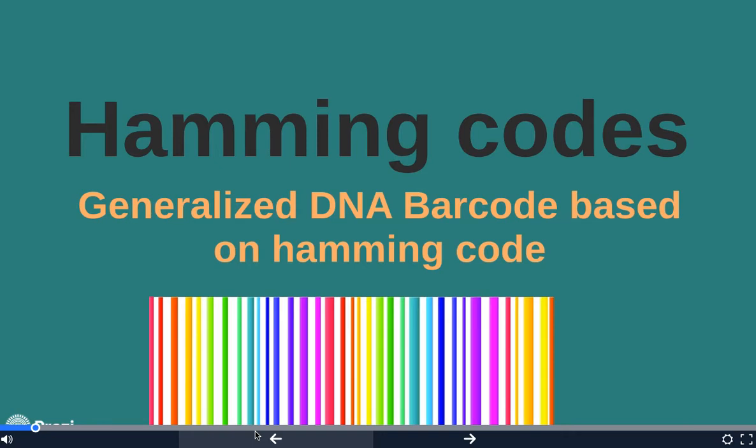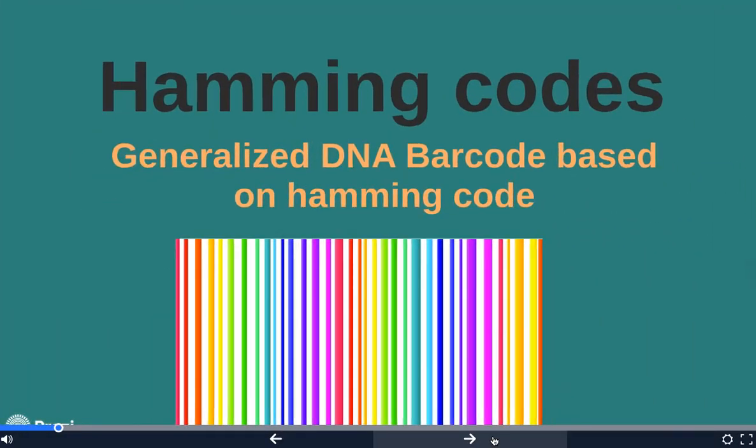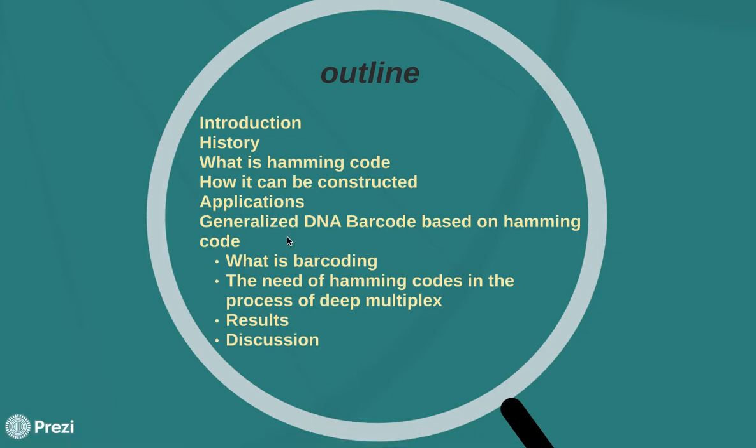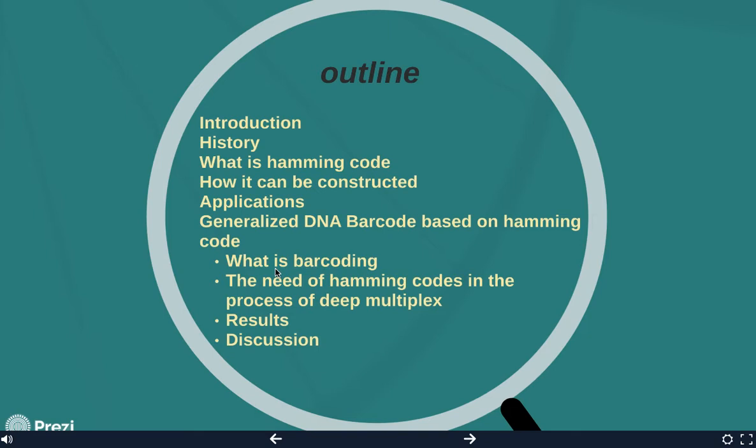Our topic is Hamming codes, and a specific application of Hamming codes is generalized DNA barcode based on Hamming code. Our outline for this video is: introduction to what is Hamming code, history of Hamming codes, what is Hamming code in more details, how it can be constructed, its applications, our major application, generalized DNA barcode based on Hamming code, and other categories, and we have our results shown.